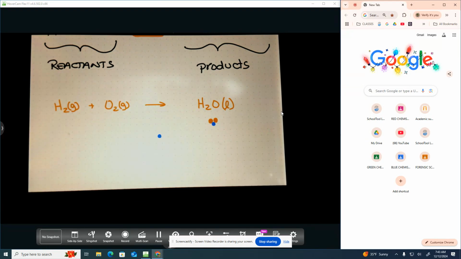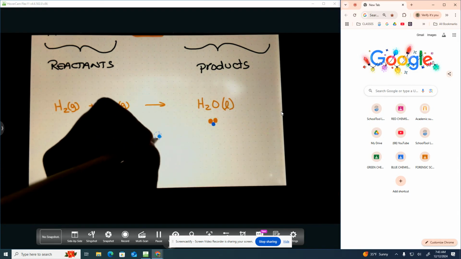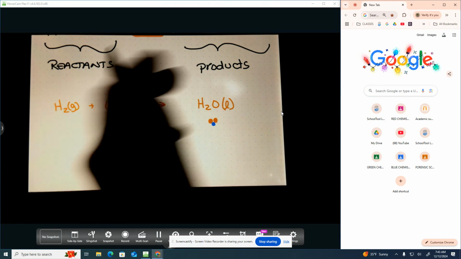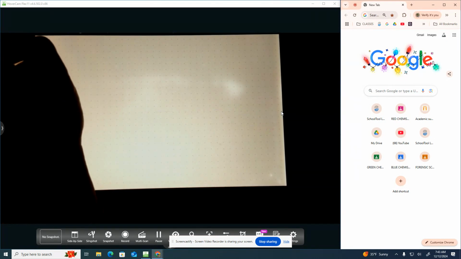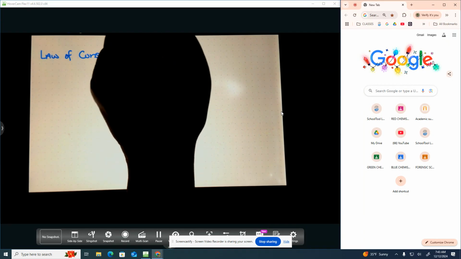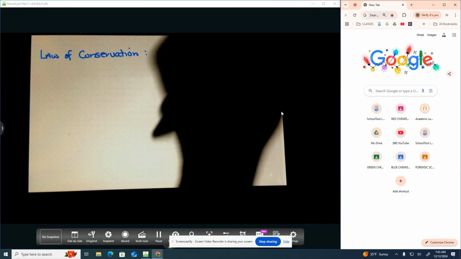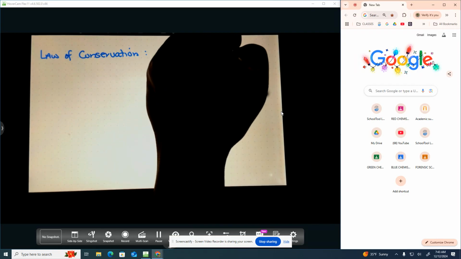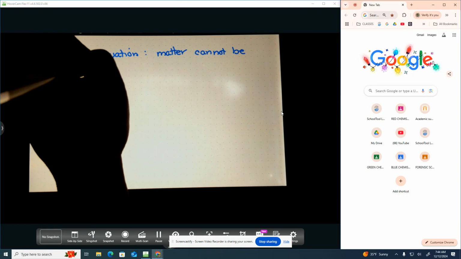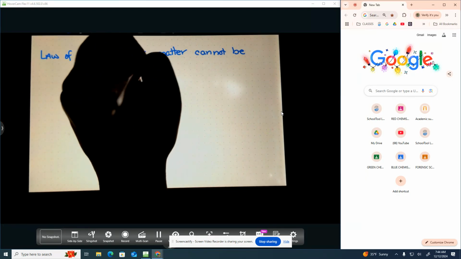What about this guy? Well, not really. What happens is that guy needs to be accounted for in this reaction, because there is something called the law of conservation. Write this down. This is important. It says matter, and this is matter. Matter is the atoms. Matter cannot be created or destroyed.